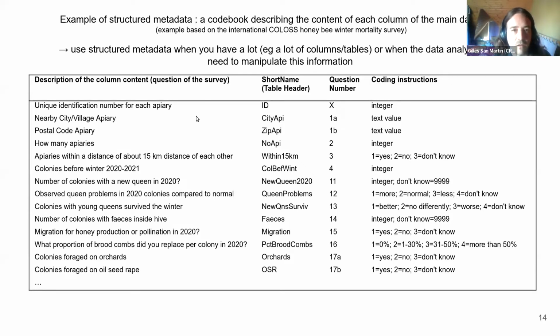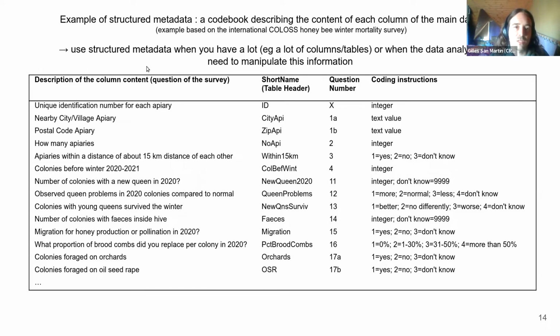So this is an example of what we call a code book. This is the Colos code book for the honeybee winter mortality survey. Basically, you can see that you have a column with the name of the column from the table. So you have the data table, and this is the name of each column of the data table. You have a short description about what this is about. You have the question number because this is a survey, and then you have coding instructions telling you that, okay, for this question, 1 means better, 2 means no differently, 3 means worse, etc.